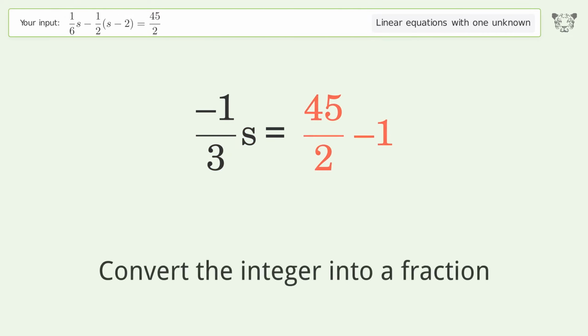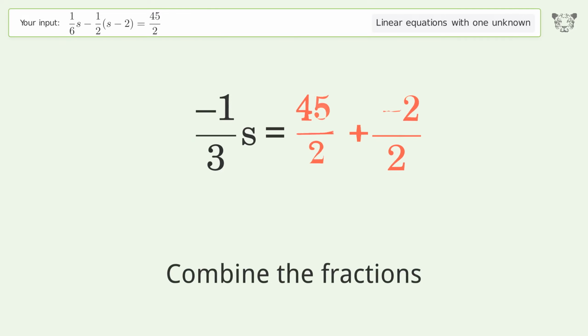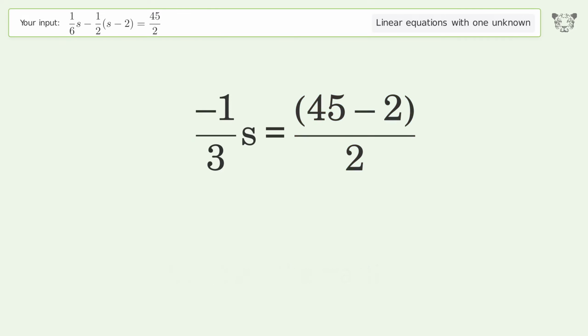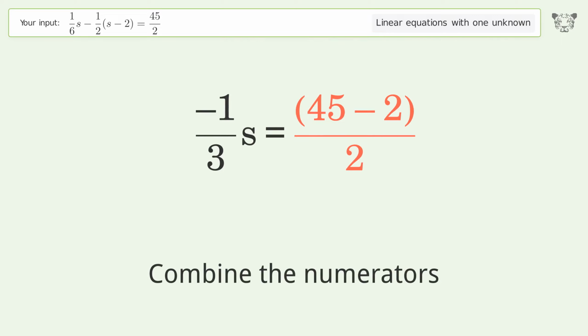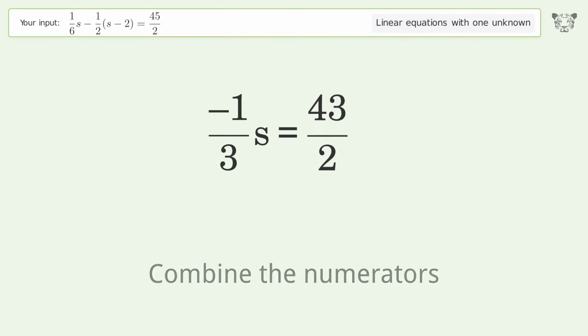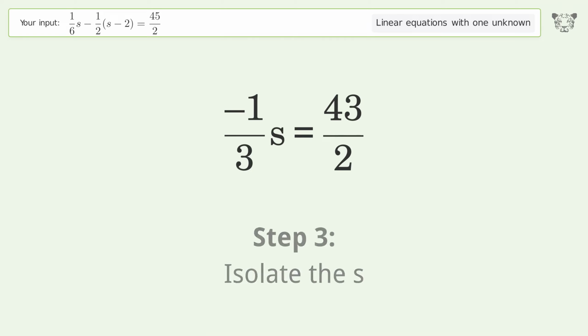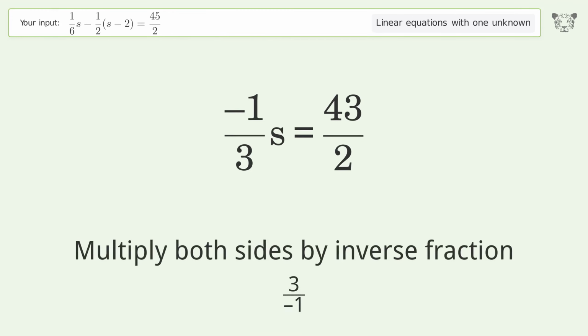Convert the integer into a fraction. Combine the fractions. Combine the numerators. Isolate the s. Multiply both sides by inverse fraction 3/-1.